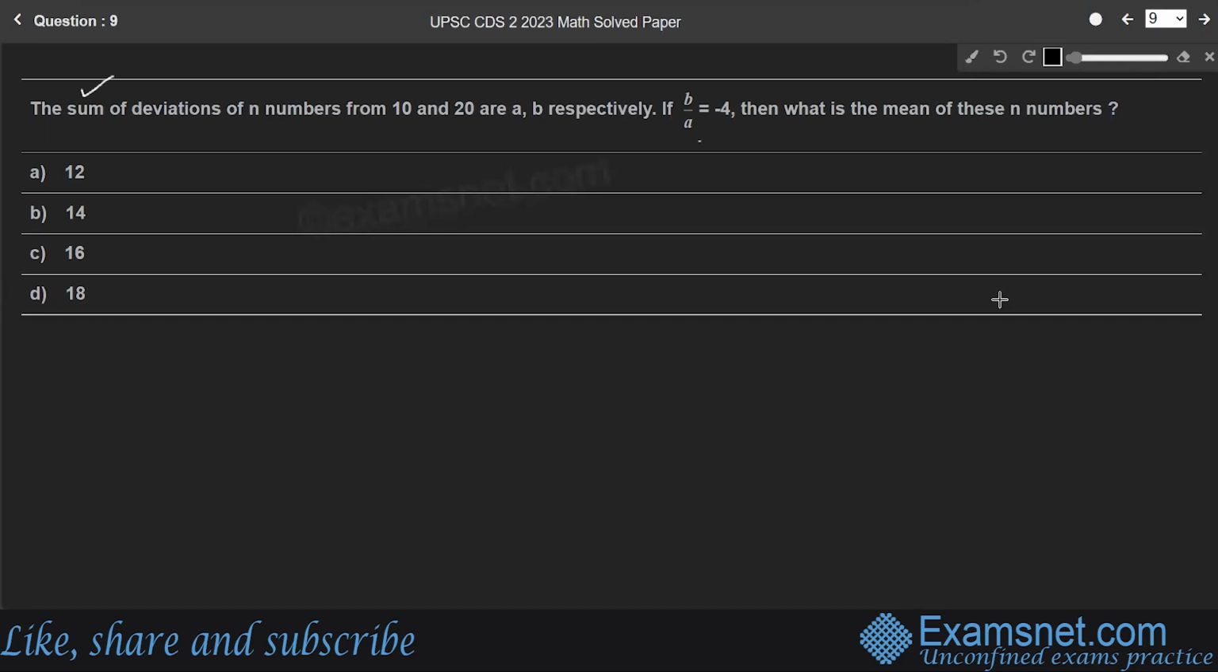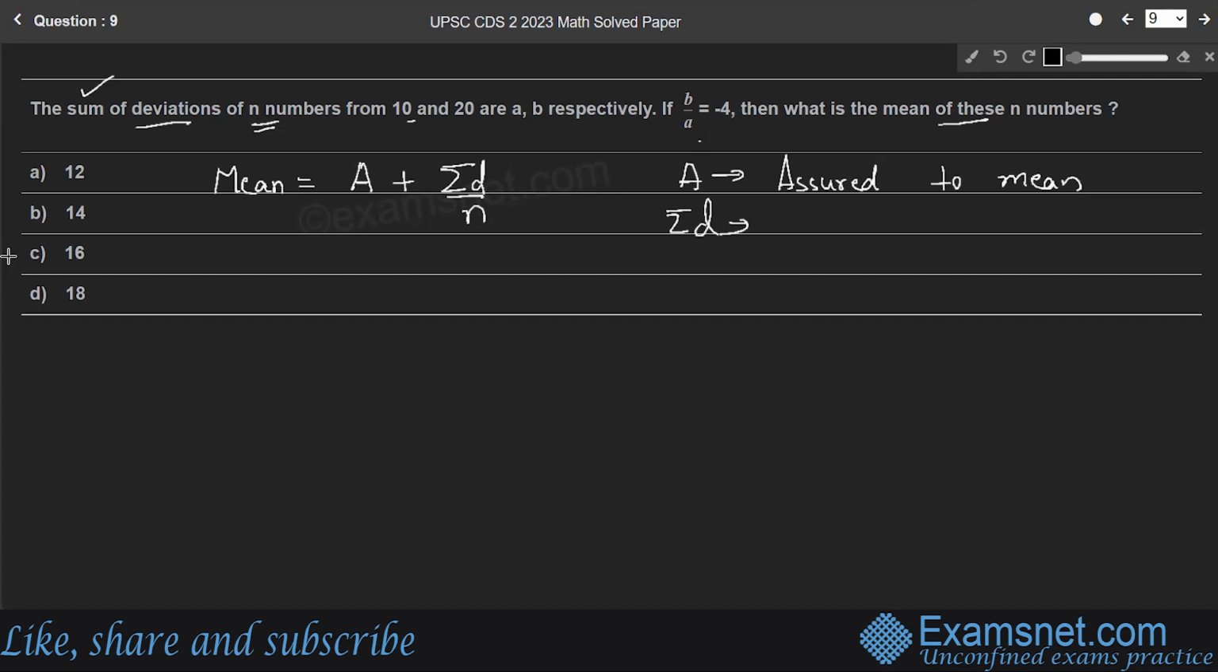Question number 9. The sum of deviations of n numbers from 10 and 20 are a, b respectively. If b by a is minus 4, then what is the mean of these n numbers? Right? So to find mean, we are using the formula which is a plus sigma d by n. Here, students, a is assumed mean.